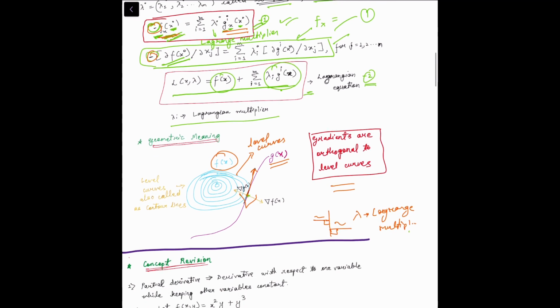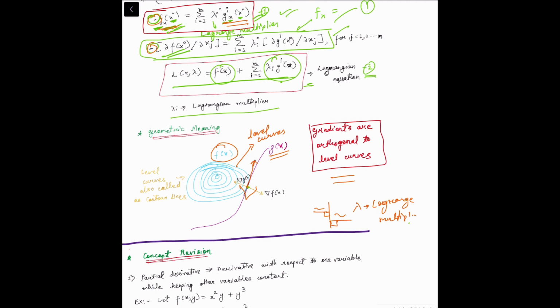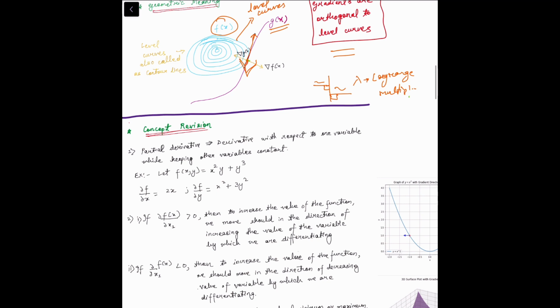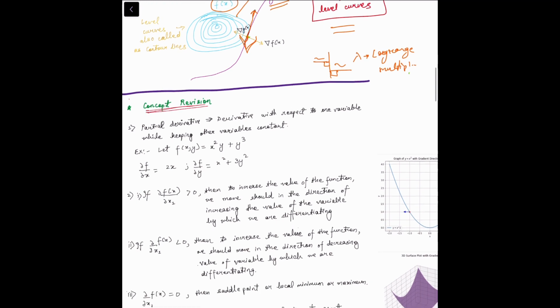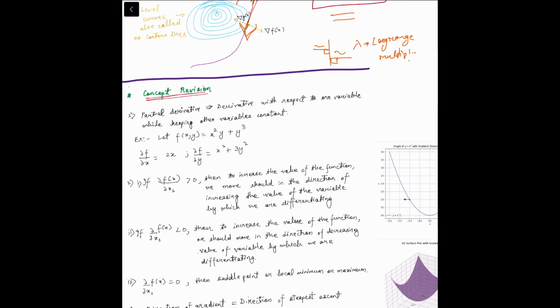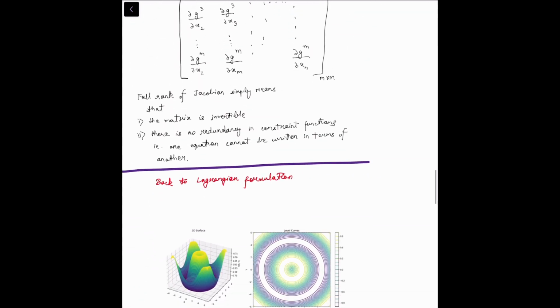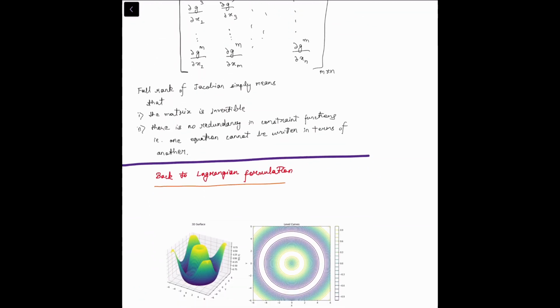Now the question is, how do we know that these two vectors which are perpendicular to the same common tangent are gradient vectors? To understand that, let's revise some basic undergraduate calculus. If you don't want to revise, you can skip this section and directly start with the section where I am connecting all the concepts and solving an example. This section. Back to the Lagrangian formulation.